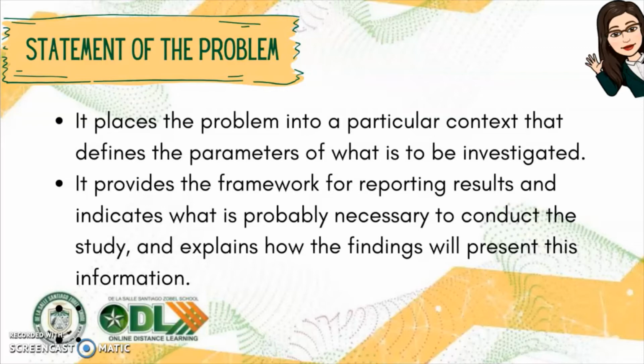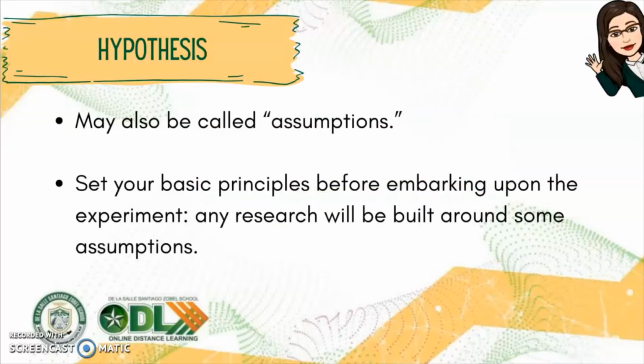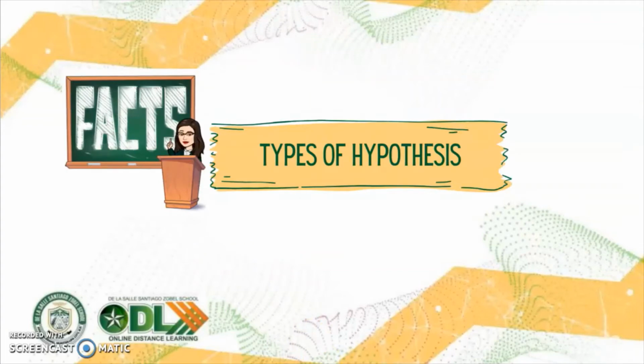Moving forward, of course, in research, we are allowed to assume some things through the hypothesis, but it should not be just plain assumptions, okay? Although a hypothesis may be called assumptions, still, you have to set your basic principles before embarking upon the experiment. So any research will be built around some assumptions, but it must be intelligent assumptions. Let me discuss the types of hypothesis.